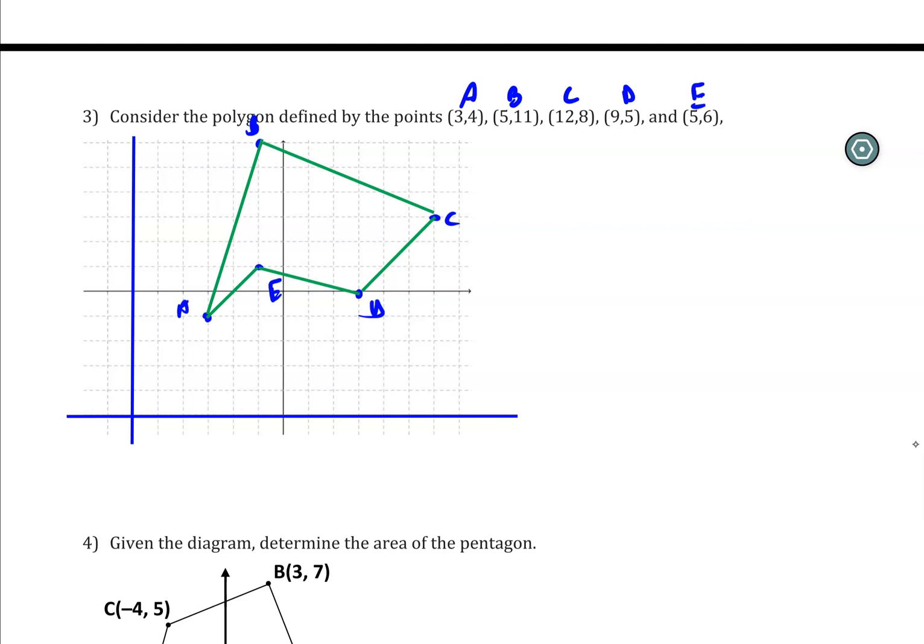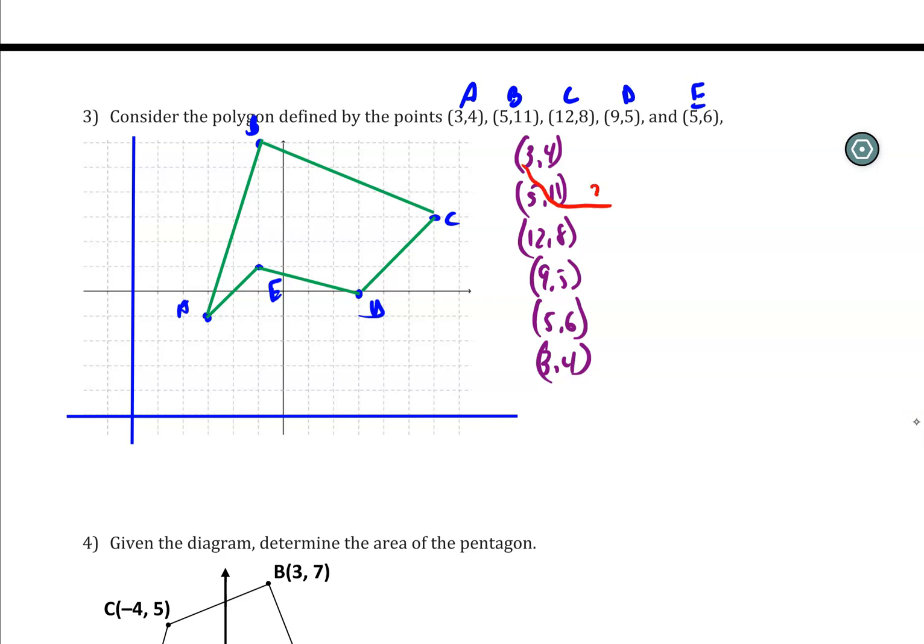But all right, so let's go back. Again, I chose A, so let's go back to that. So 3, 4, 5, 11, 12, 8, 9, 5, 5, 6. Again, I started at A, I have to finish at A, so I need 3, 4 to come back. If I don't put that one, I haven't gotten back to it from there. All right, so now let's do our little cross multiplication part.